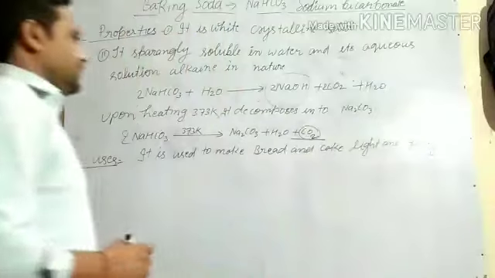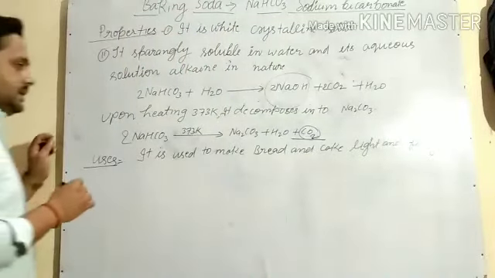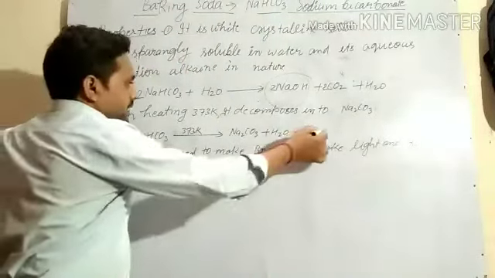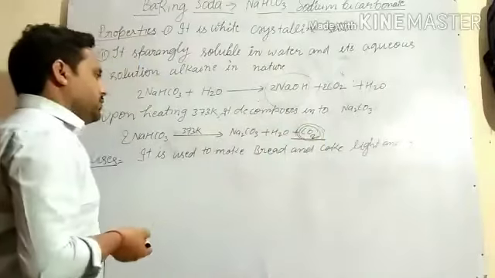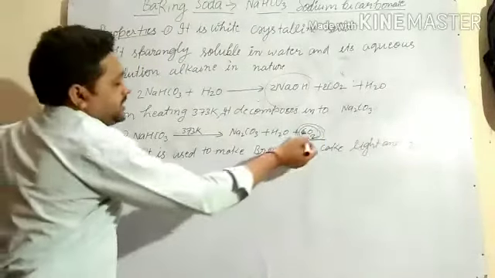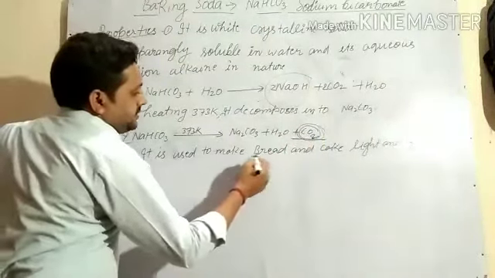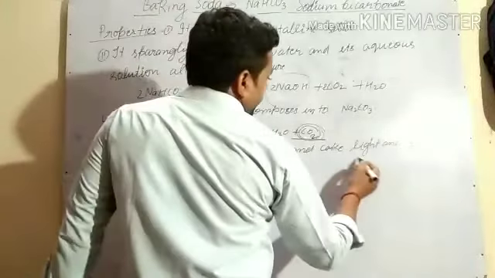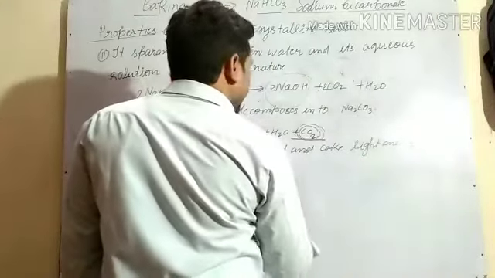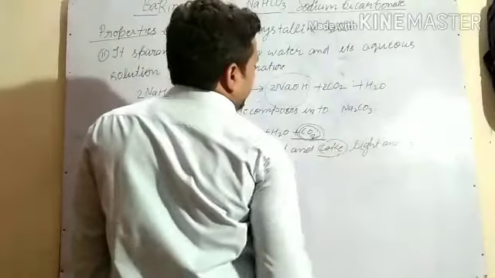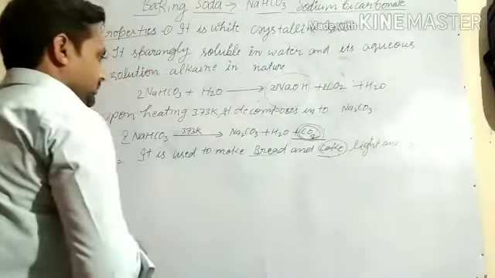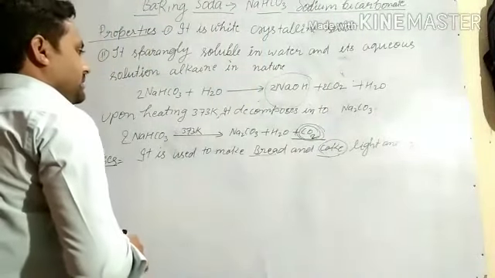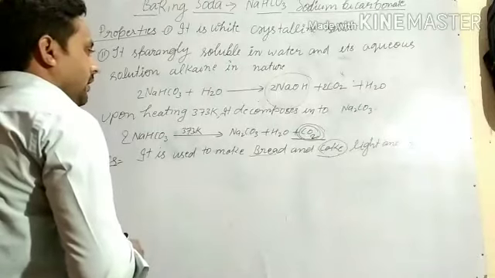Why it is used? You know that when it is being heated, it releases CO2. Because of that CO2, bread and cakes become fluffy. It is used for manufacture of baking powder.